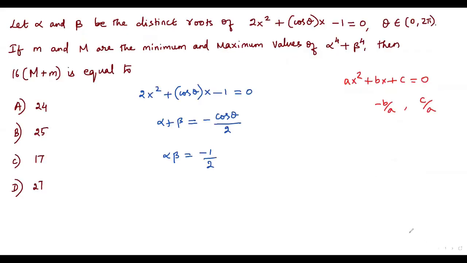Okay, let me go over the information again. So this small m represents the minimum value of this expression, and this capital M represents the maximum value of this expression. So here once I get the minimum value and maximum value of this expression, I can know the values of this small m and capital M, and I'll be able to evaluate the value of this expression 16 times capital M positive small m. Okay, how can we get the minimum value and maximum value of this expression?